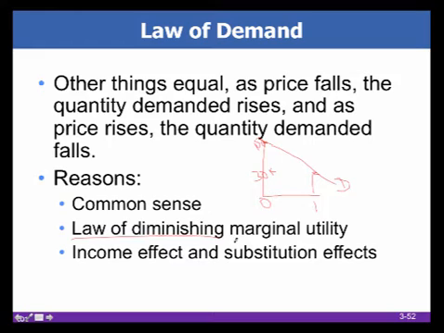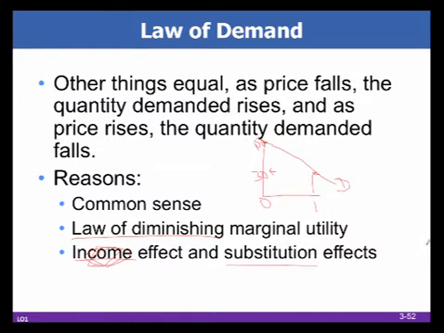So we talked about that a lot with donuts. That was that your first donut's very satisfying, your second donut a little bit less satisfying. If it is less satisfying, you are not interested in paying as high of a price. And then the income effect and the substitution effect, we'll talk more about later on, but basically what that means is as the price of something goes down, then you feel wealthier. When you are wealthier, you can buy more stuff.